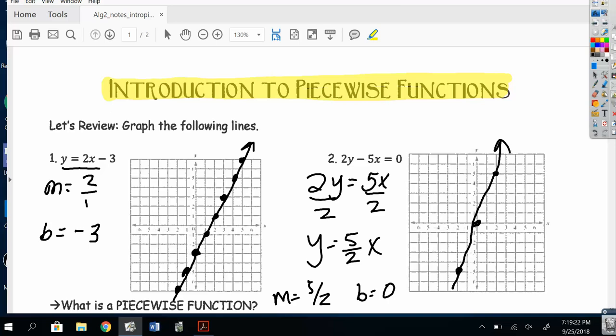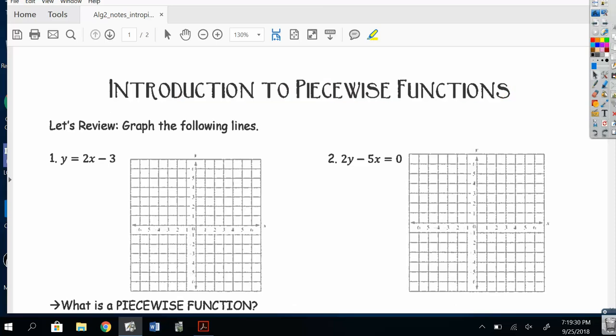So then I'm going to connect my dots. And hopefully when you connect your dots, it looks a lot prettier than what I just did. All right, so let's go ahead and keep going.